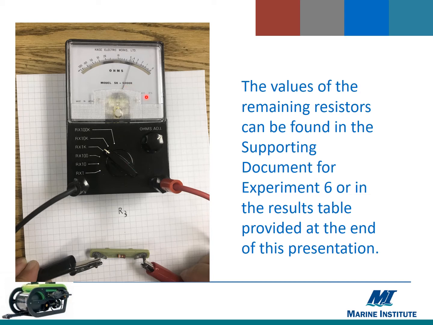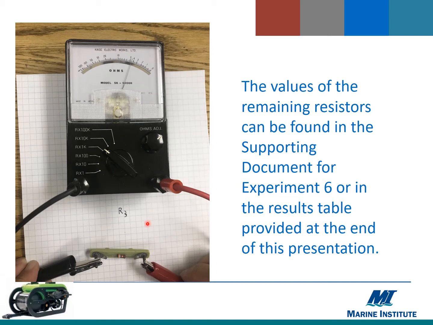And remember that the reason we're moving the scale here is that these meters are generally more accurate if our needle is in the right-hand half of the scale, so between approximately 0 and 10 for this ohm meter shown here.